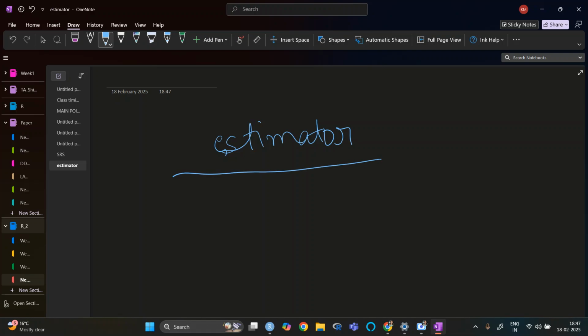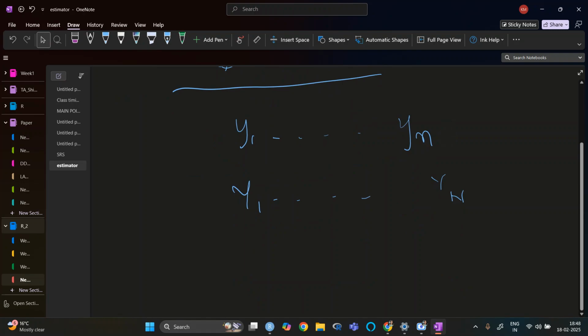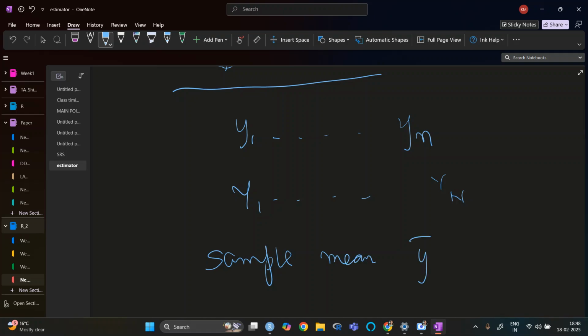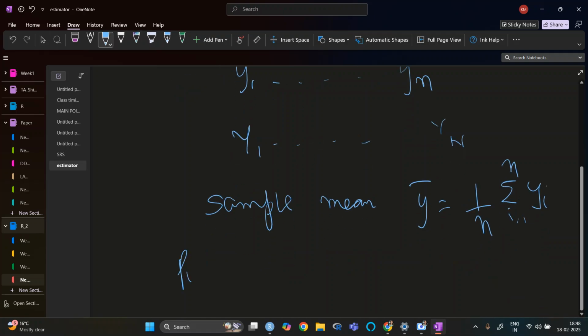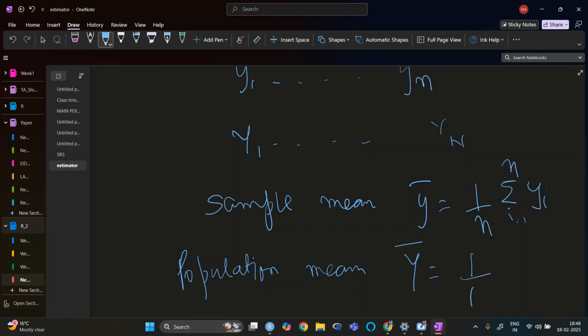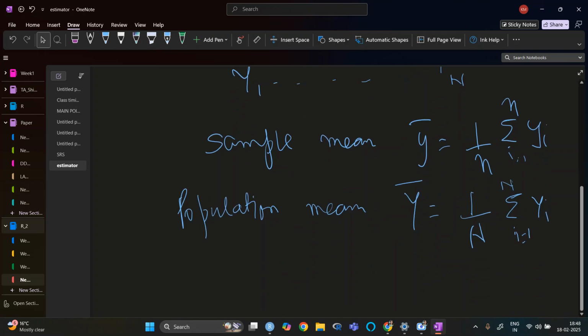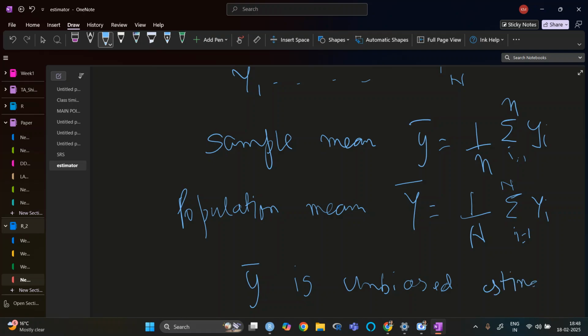So if I have a sample, let's say y1 up to yn, then the sample mean y bar is 1 by n, summation i equal to 1 to n, and the population mean, capital Y bar, is 1 by capital N, summation i equal to 1 to capital N. We say that y bar is an unbiased estimator of capital Y bar.